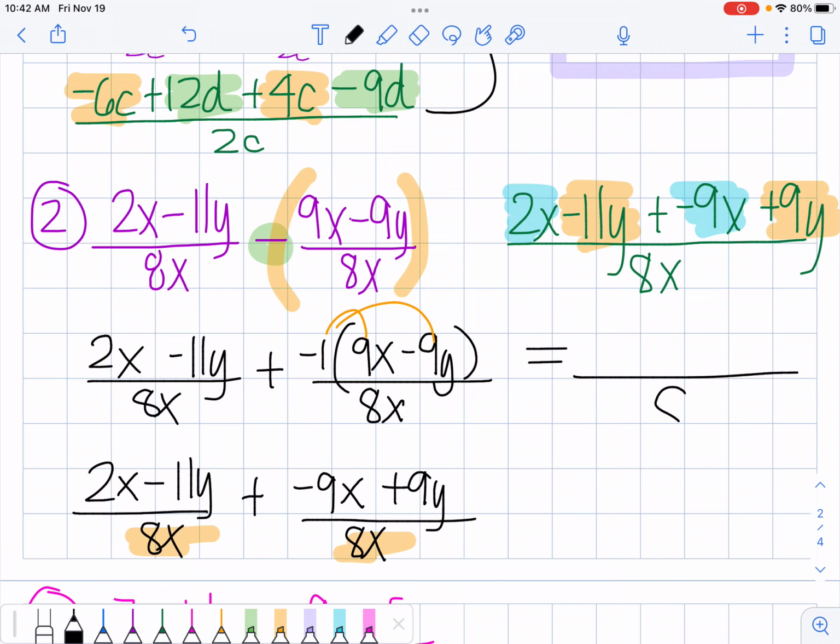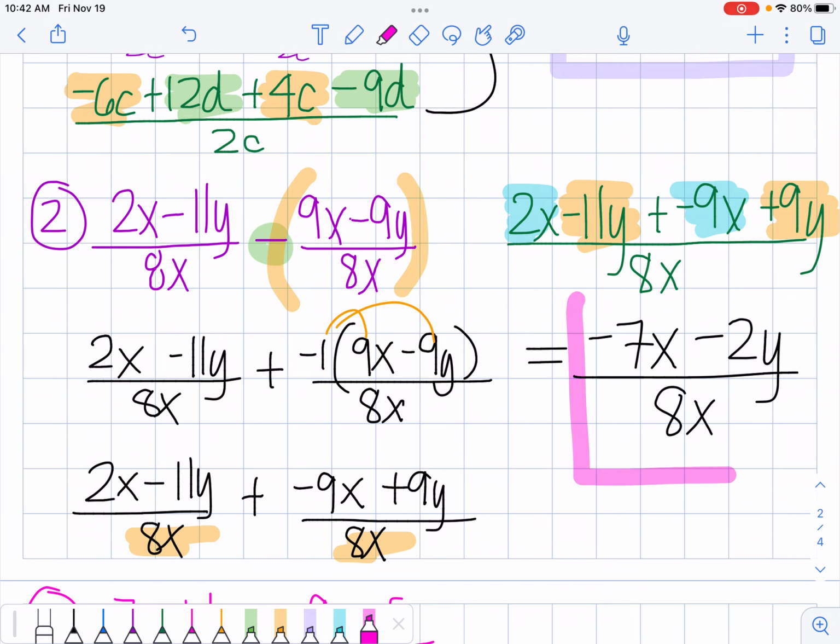So my denominator again is 8x. Okay, my x is on the top. I have 2 minus, or plus a negative 9, is going to give me negative 7x. And negative 11y and 9y gives me negative 2y's. There is no number that goes into negative 7, negative 2, or 8. So this is my final answer.